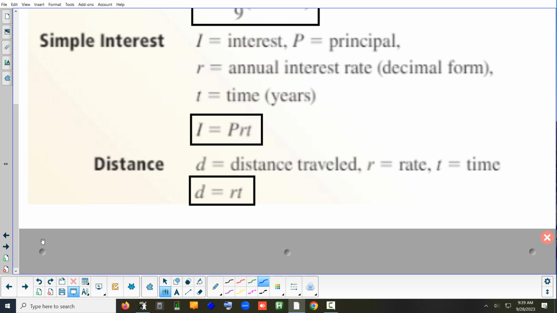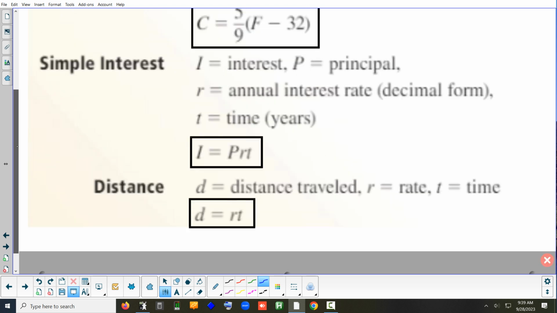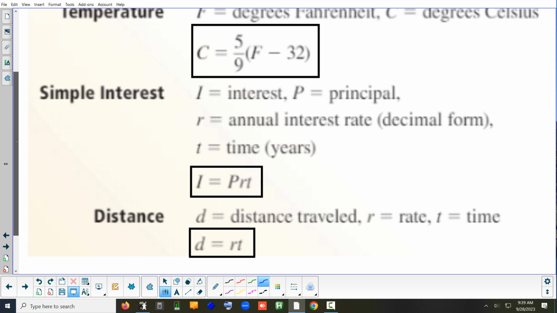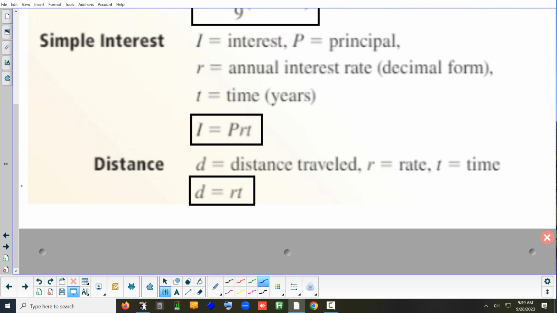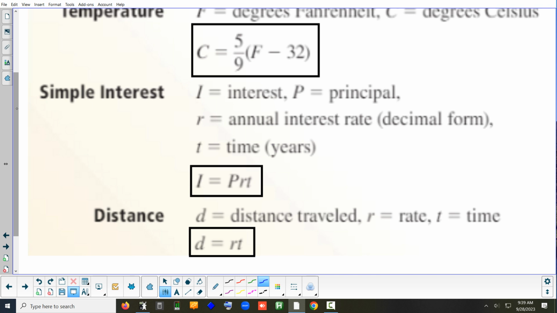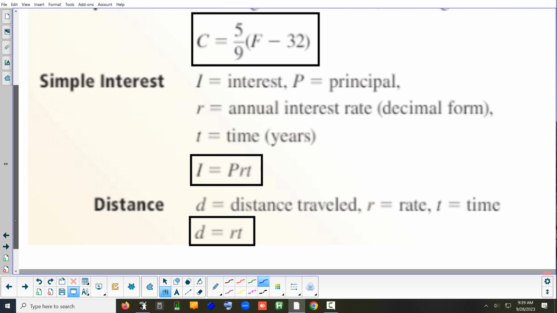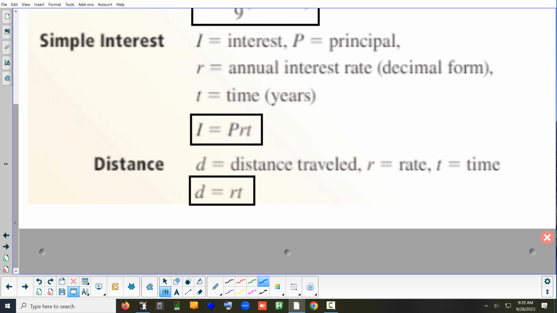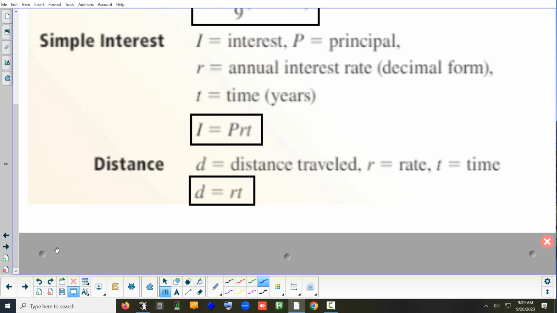Okay, the bottom 2 are ones that we use probably a little bit more in this class because they don't have that fraction with parentheses that complicates it a little bit. It's not too bad to just use your calculator and convert the temperature between Celsius and Fahrenheit. But these 2 will do a little bit with rearranging. Does everyone have that last example of the distance, the rate, and the time?